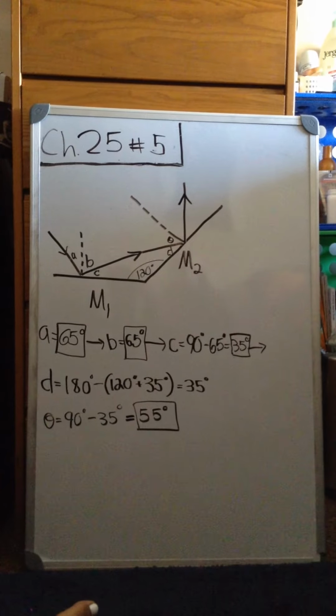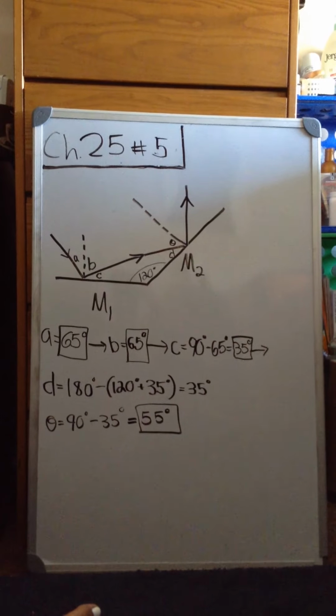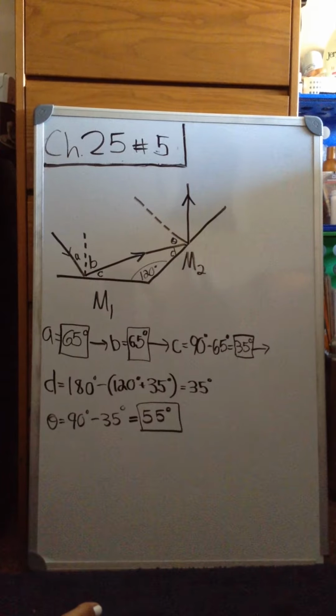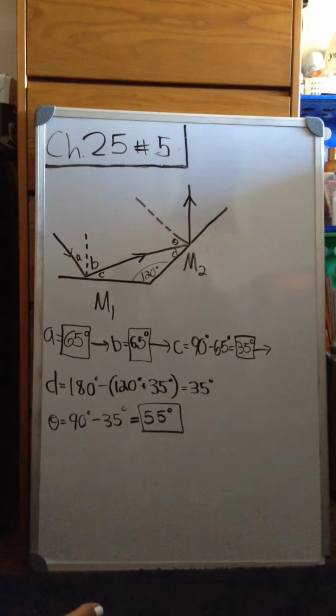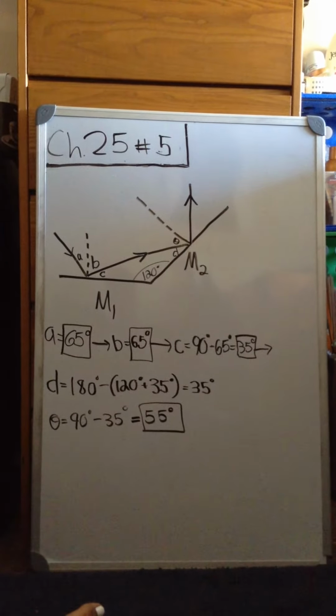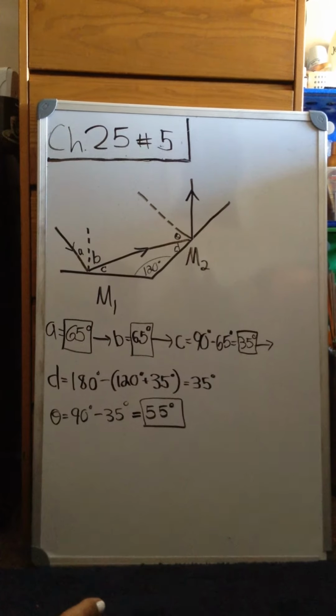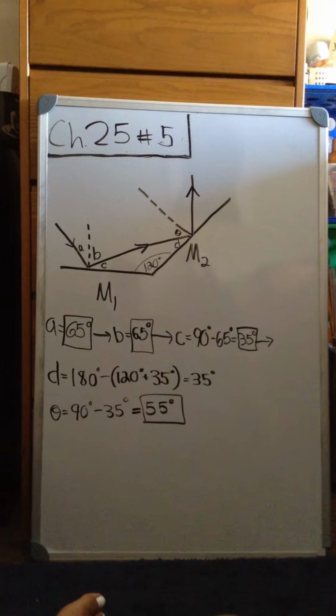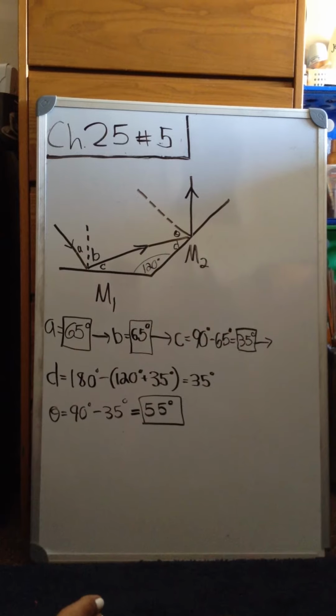Alright, this is chapter 25, problem number 5. The problem reads, two plane mirrors are separated by 120 degrees, as the drawing illustrates. If a ray strikes mirror M1 at a 65 degree angle of incidence, at what angle theta does it leave mirror M2?